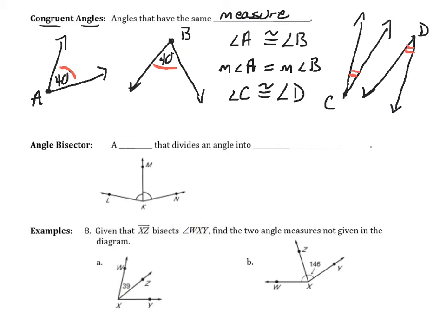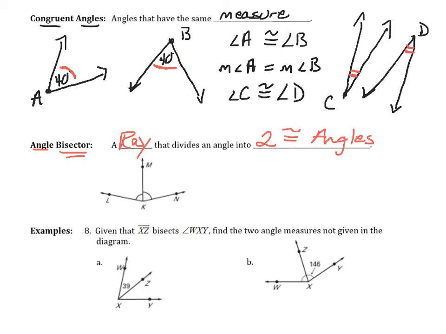Next term is an angle bisector. So remember earlier we talked about a segment bisector. It splits it into two equal parts. So the same idea for an angle, but in this case it's referring to a ray that divides an angle into two congruent angles. So if it bisects, it splits it into two congruent angles.